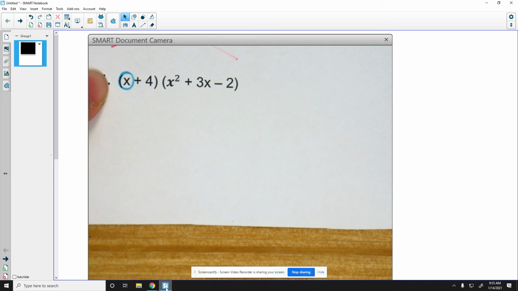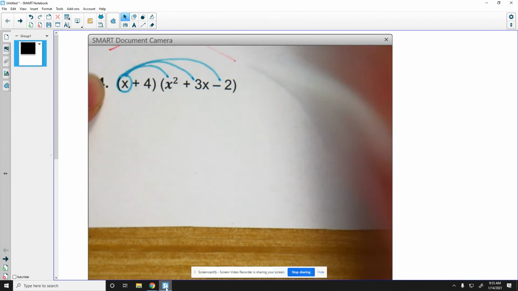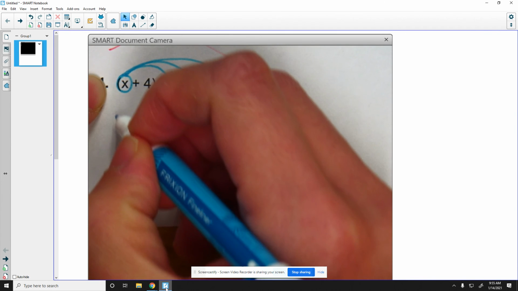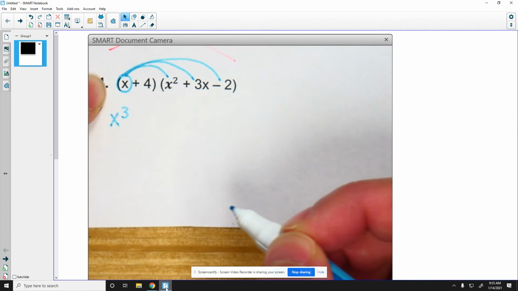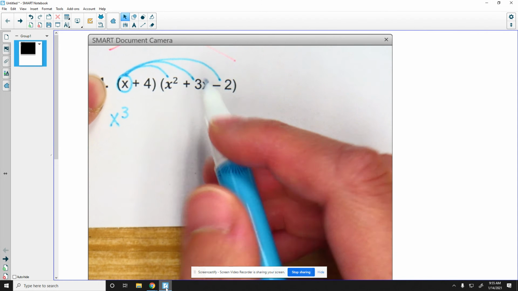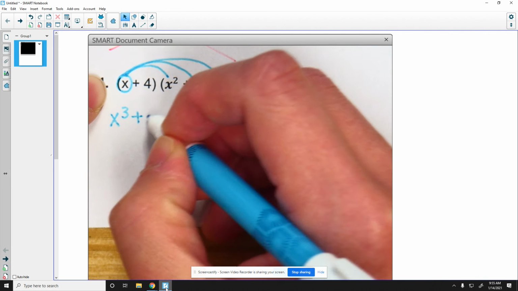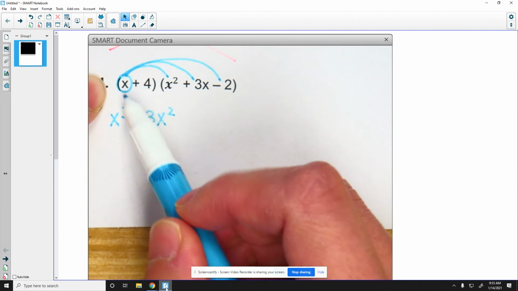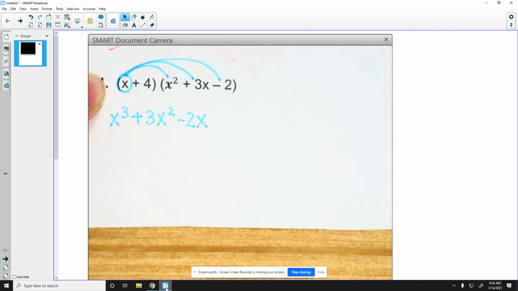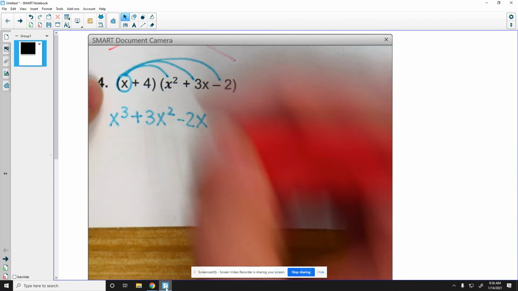So distributing means take the first term and then multiply, multiply, multiply. All right? So x times x to the second is x to the third. Good job. Okay, now x times 3x is 3x to the second, because there's 2 of them now. So, and it's a plus because it's a positive, 3x squared. And then x times -2 is -2x. Okay, so that's if I take the first term and I multiply it by everything in the second group of parentheses.